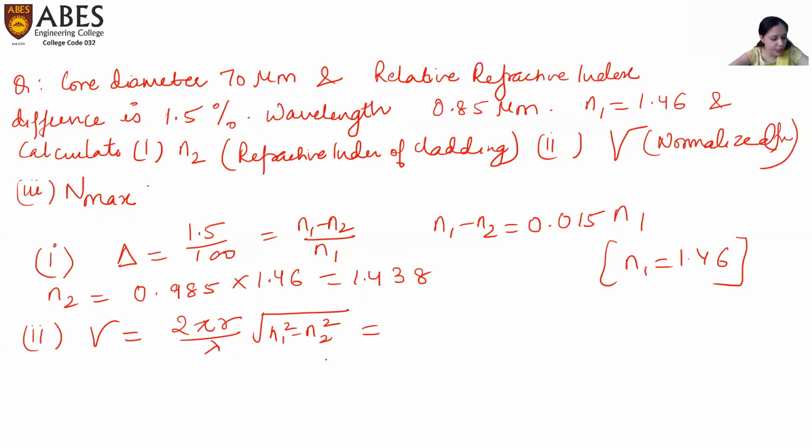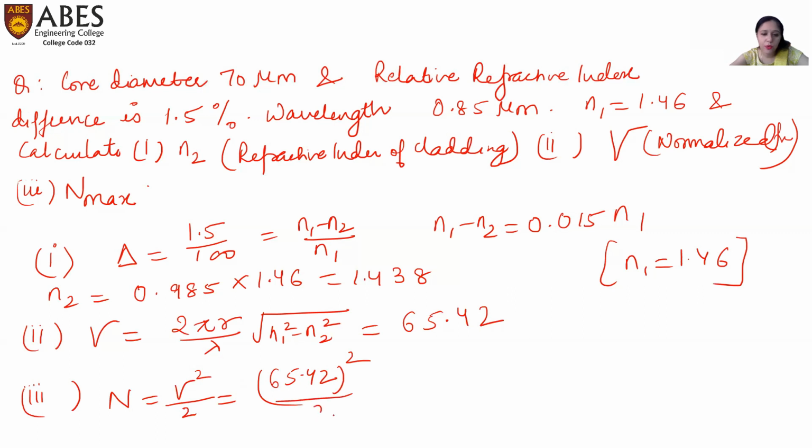So on solving and putting the values, we are going to get the V number as 65.42. And the third part, which is the maximum number of modes, again it is a step index optical fiber. So the maximum number of modes which the fiber can support is V square by 2. So it will come out to be 65.42 square by 2. So this will be 2139 modes. So maximum number of modes is this one.